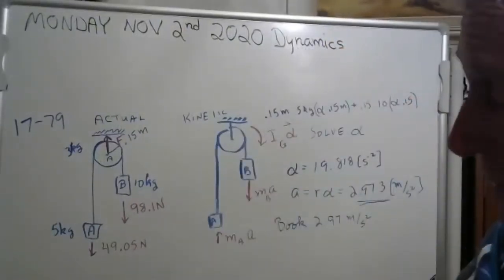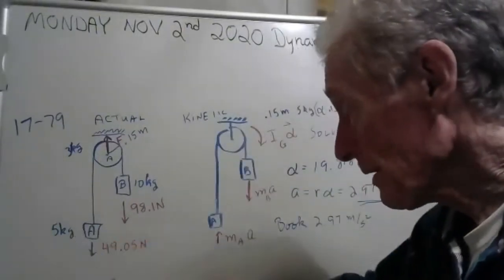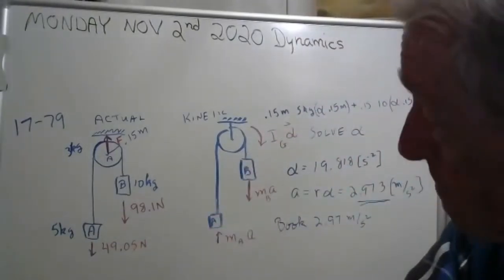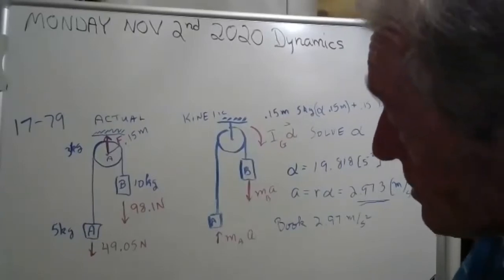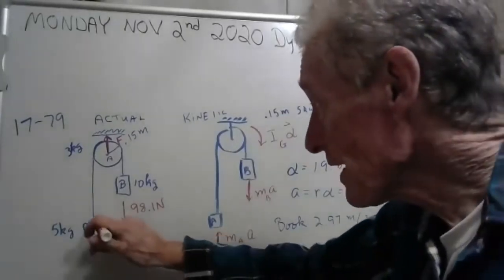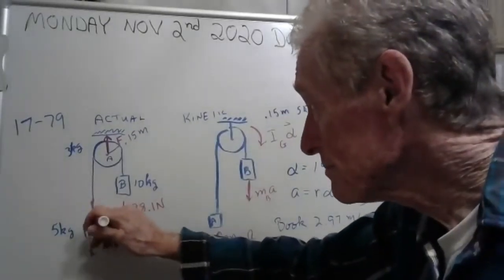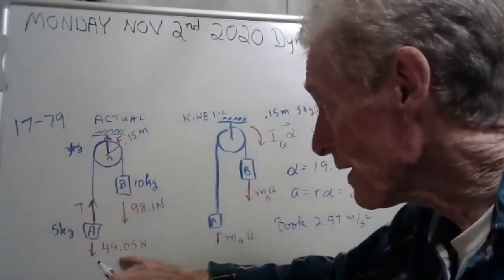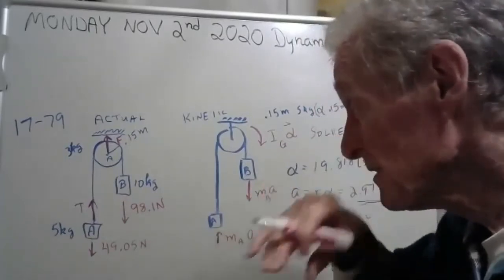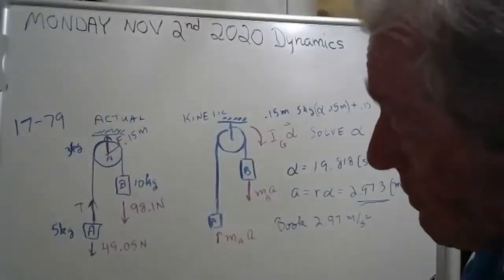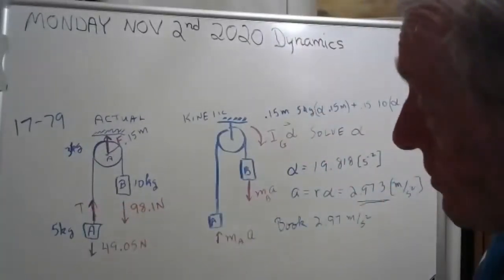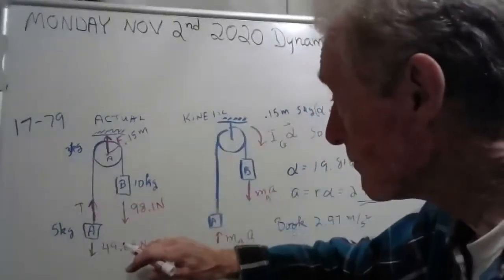And we're just going to look at body A. Well, see, body A has a tension on it, and that tension actually is bigger. It's got a bigger tension than 4905 because it's going to go zooming up. You know that. It's got to be bigger because it's going to go up. This one's going to go down.